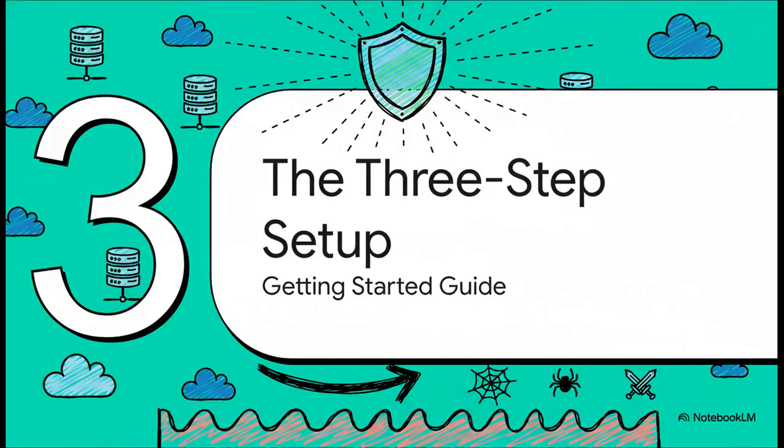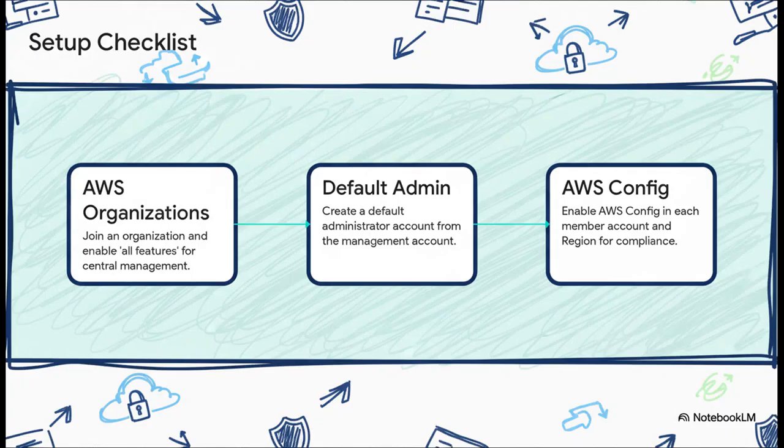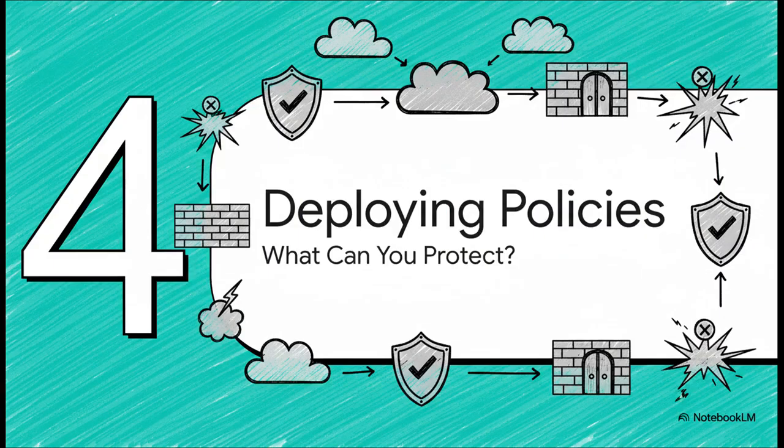Okay, so you're probably thinking, this sounds great, but it must be a beast to set up. Well, actually, at a high level, it really just comes down to 3 main steps to get everything ready. Let's just walk through that checklist real quick. First things first, all your accounts have to be inside AWS Organizations, and you need all features turned on. That's what lets you manage everything from one place. Second, you just pick one account and make it the main administrator for Firewall Manager. And third, and this is super important, you need to turn on AWS Config for all your accounts. That's how Firewall Manager keeps an eye on everything to make sure your resources are actually following the rules you set.